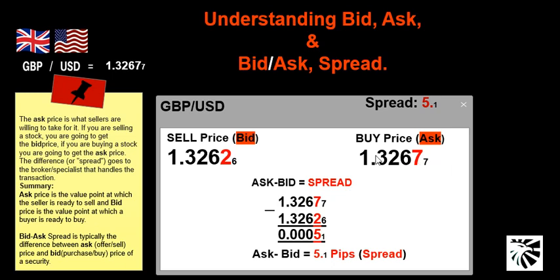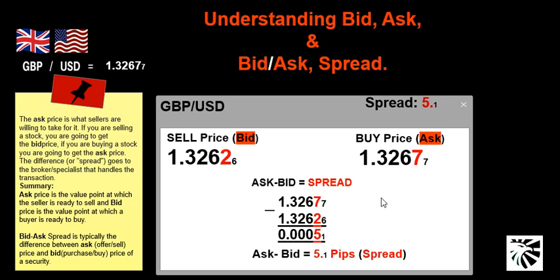So when we take this ask minus bid and we do this calculation, we see that 7 minus 6, we have 1. And then we have 7 minus 2, we have 5. And then 6 minus 6, 0. 2 minus 2, 0, 3 minus 3, 0, and 1 minus 1, 0. So we have 5.1. Ask minus bid is 5.1 pips spread.